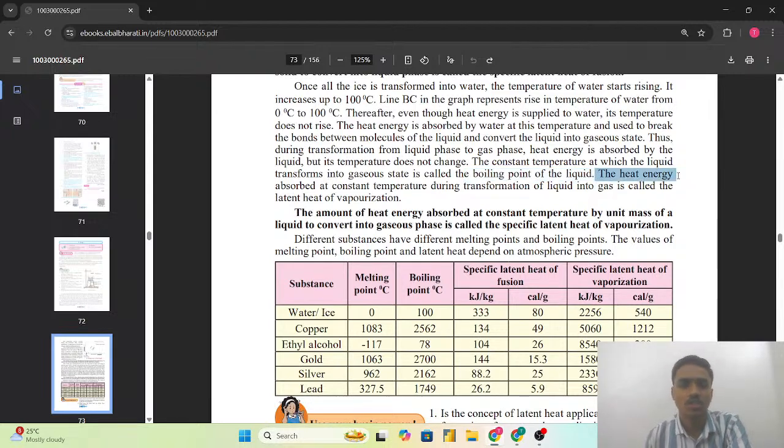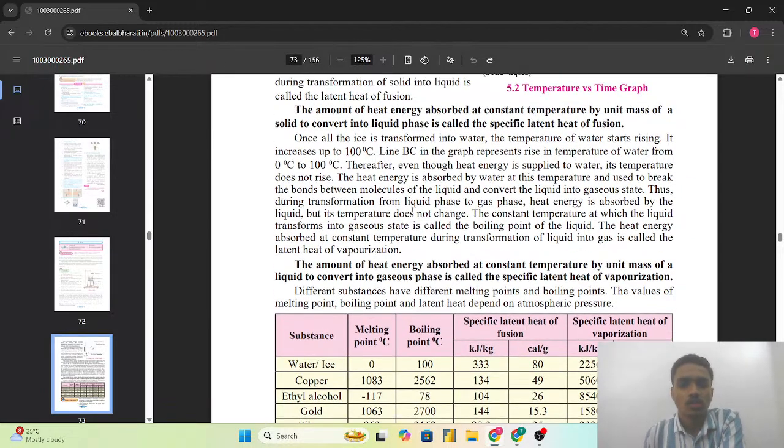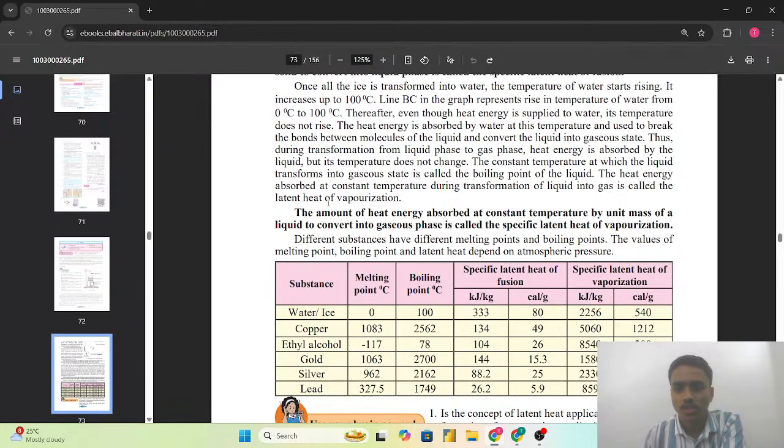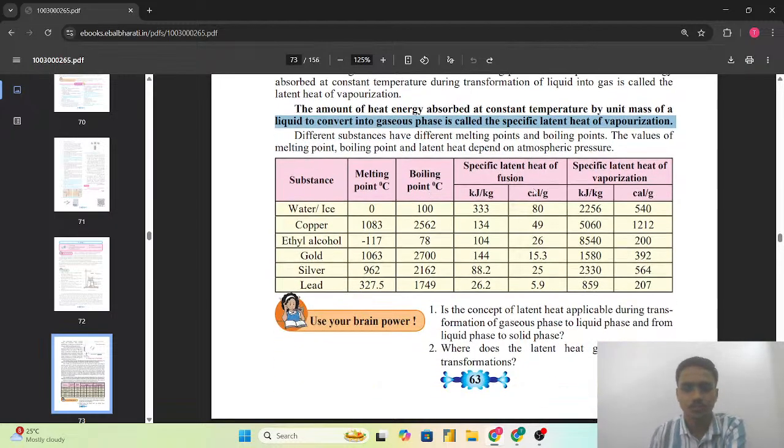और the heat energy absorbed at the constant temperature during the transformation of the liquid into the gas is called the latent heat of the vaporization. So here we are having the definition of specific latent heat of vaporization, that is the amount of the heat energy absorbed at the constant temperature by unit mass of a liquid to convert it into the gaseous phase is called the specific latent heat of vaporization.